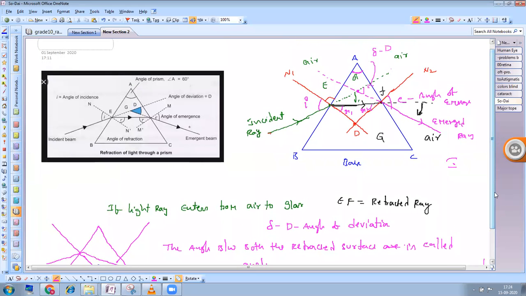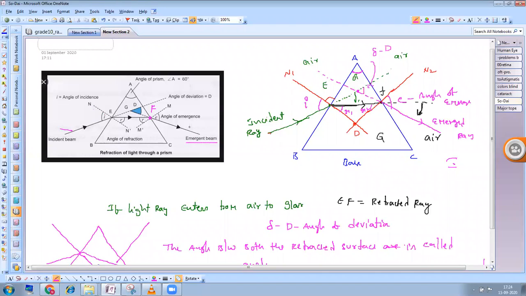So here, the scope of the subject is that they will ask you to draw the ray diagram or explain the different angles. What are the major angles? In the major rays, this is the incident beam at face AB, and EF is the refracted ray inside the prism. The light ray coming out of AC is called the emerged beam or emerged ray.